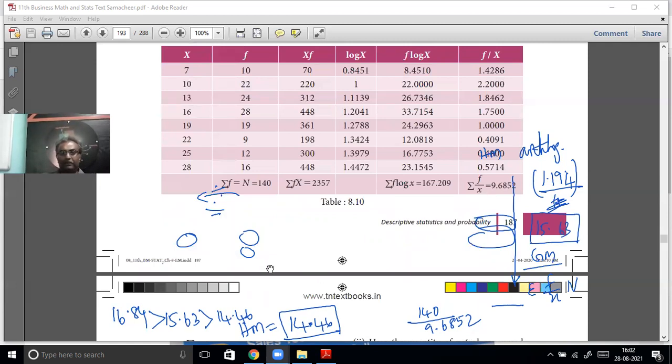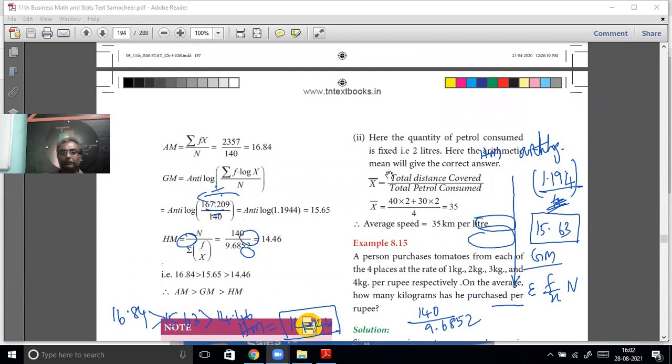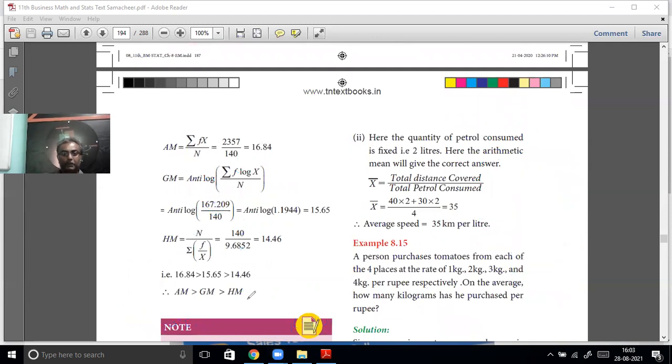If you get a sum like this, compare the arithmetic mean with the geometric mean and harmonic mean, take it up and do it. It will take some time, but you will get full marks because it's a very straightforward sum. So arithmetic mean greater than geometric mean greater than harmonic mean is true.